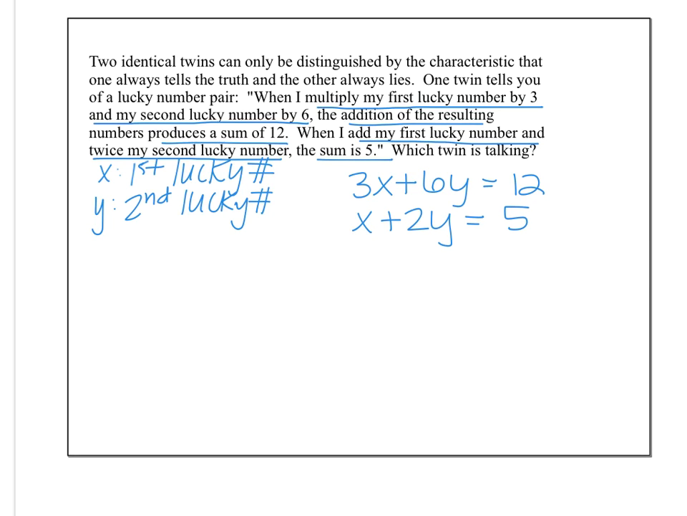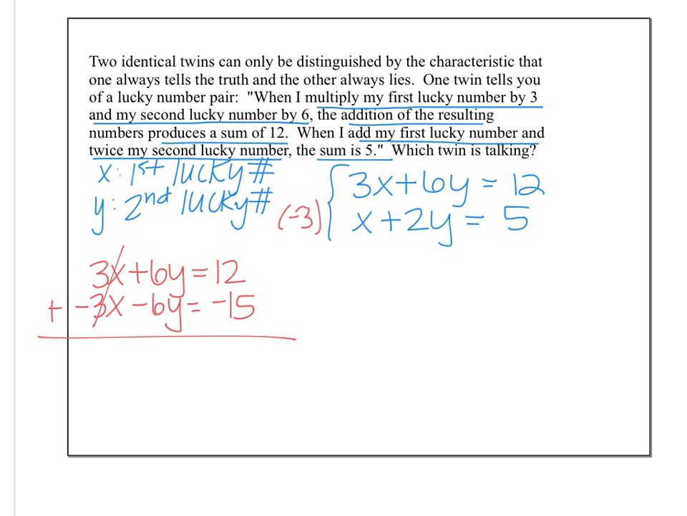Which twin is talking? So you can choose to do this either way, by substitution or elimination, and I'm going to choose elimination. So I have my system. I'm going to leave the first function alone and multiply the second function by -3. So 3x plus 6y equals 12, and then I multiply the second function by -3. So that's -3x minus 6y equals -15. I go ahead and add them up, and I see that I get 0 is equal to -3.